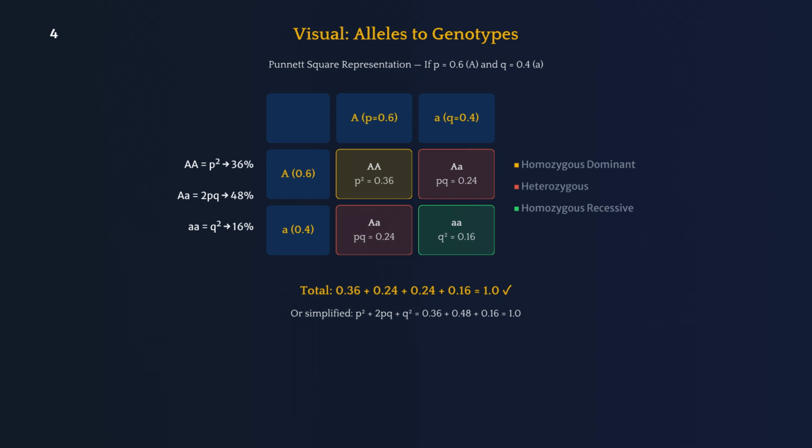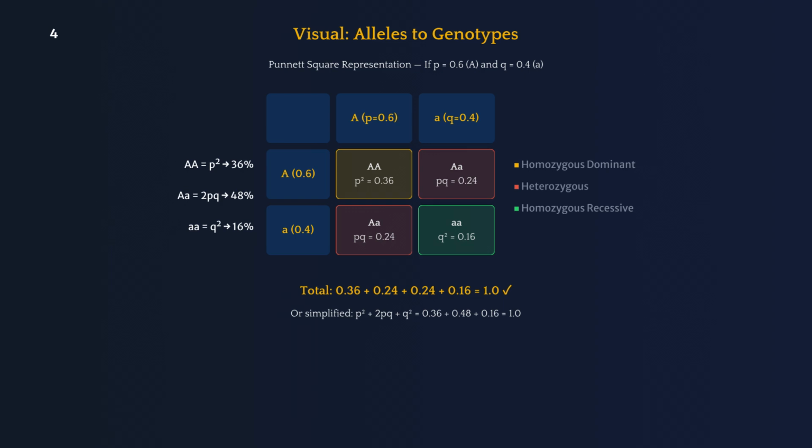Here's something students often misunderstand. P and q do not represent genotypes. They represent allele frequencies. The genotypes come after combining alleles. Remember this small difference. It can save you marks in exams.